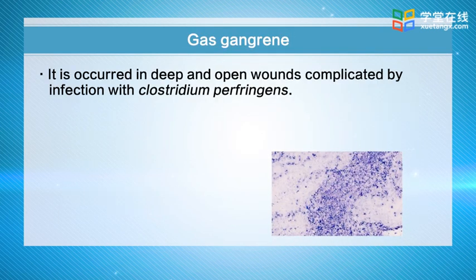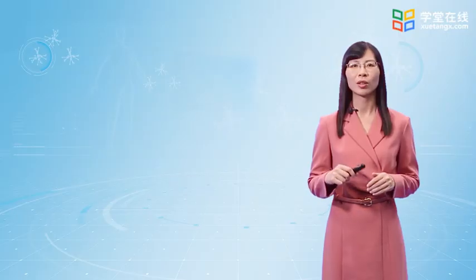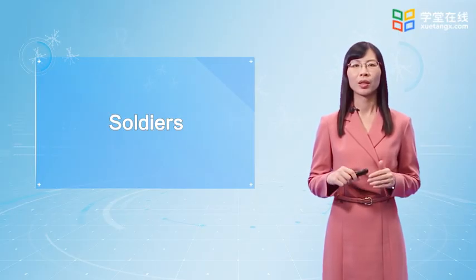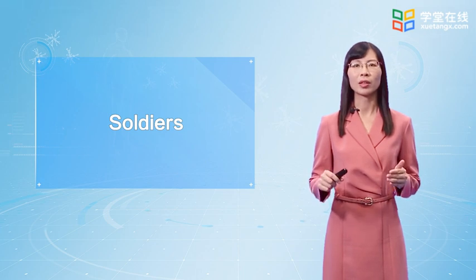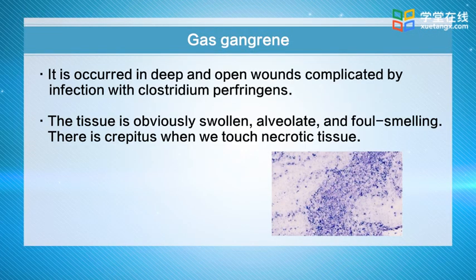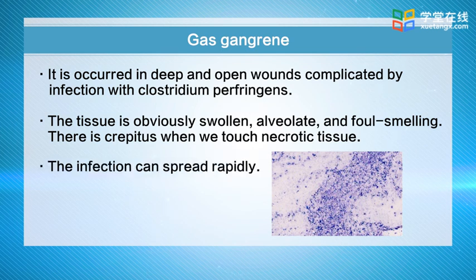Gas gangrene occurs in deep and open wounds, complicated by Clostridium perfringens infection, such as those found in soldiers. Deep and open wounds favor the survival of Clostridium perfringens because of the large amount of gas produced by these bacteria. The tissue is obviously swollen. There is crepitus when we feel the necrotic tissue. Crepitus is due to the movement of gas in the tissue. The infection can spread rapidly.